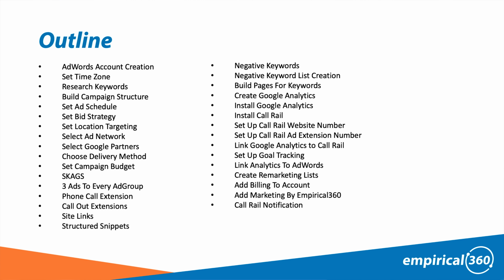We'll select an ad network. So this is deciding between a search campaign and a display campaign, and we do that for every single campaign. We'll select whether or not we want Google partners to be included in our campaign, and sometimes we do, sometimes we don't. Sometimes we'll start off with that and just monitor the data to make sure that it's working or isn't working. We choose a delivery method.